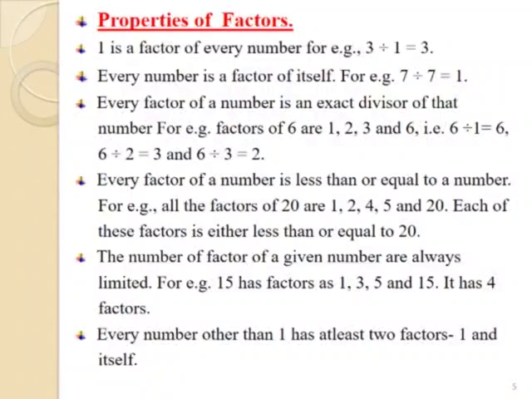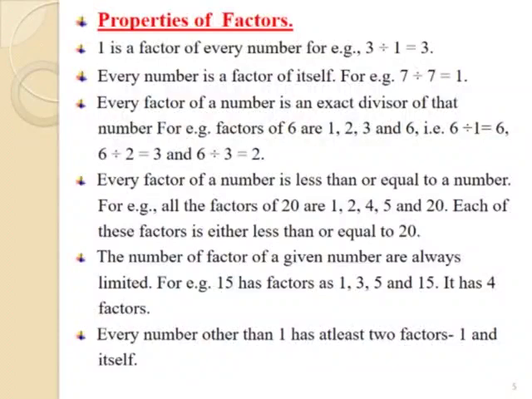Point number 2. Every number is a factor of itself. That is, every natural number can be divided exactly by itself. For example, 7 divided by 7 equals 1. 100 divided by 100 equals 1, etc.